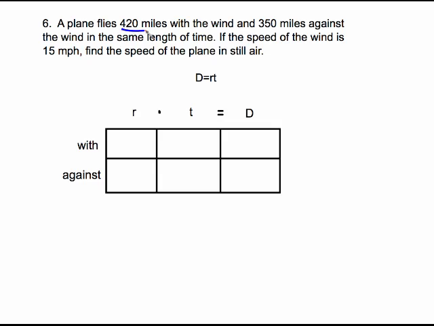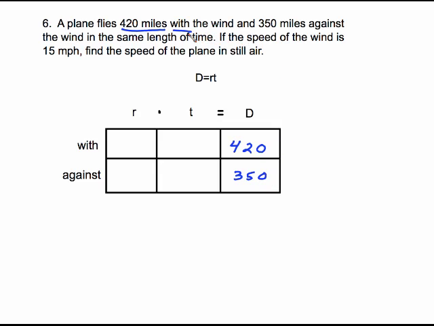A plane flies 420 miles with the wind. That's distance because it's miles. So I'm putting 420 in my chart right here. And 350 miles against the wind. That's distance against. So those are very easy to put in the chart.